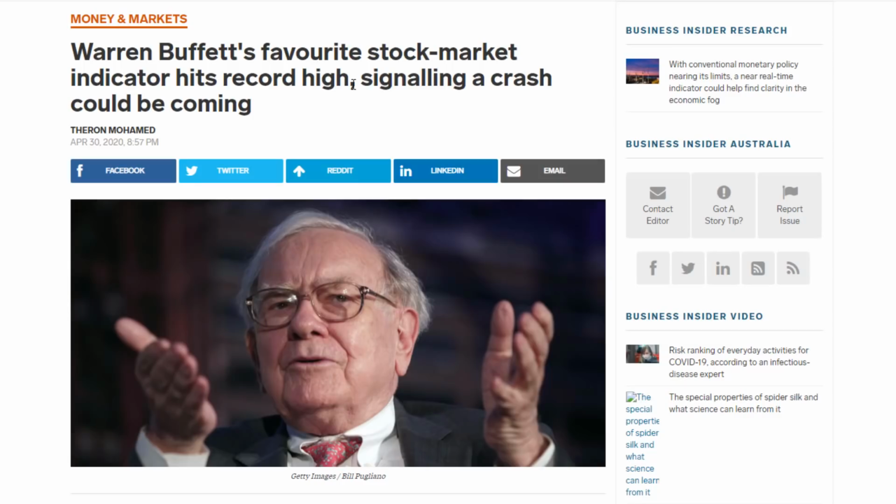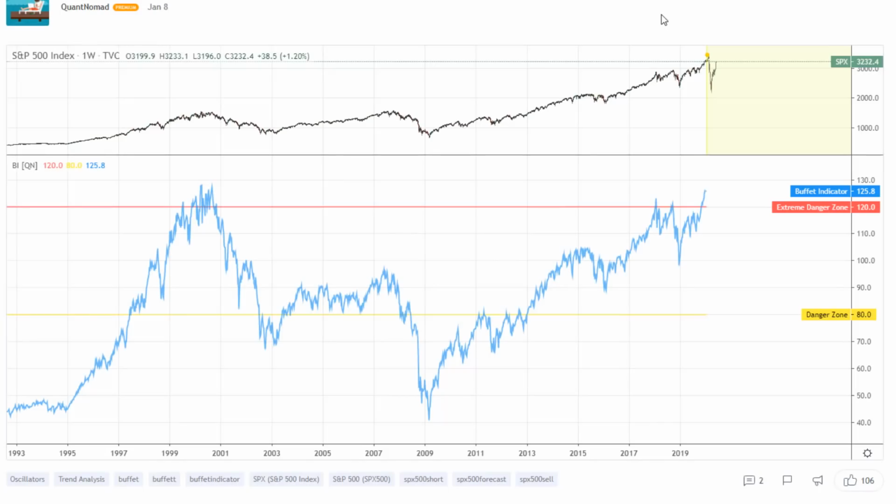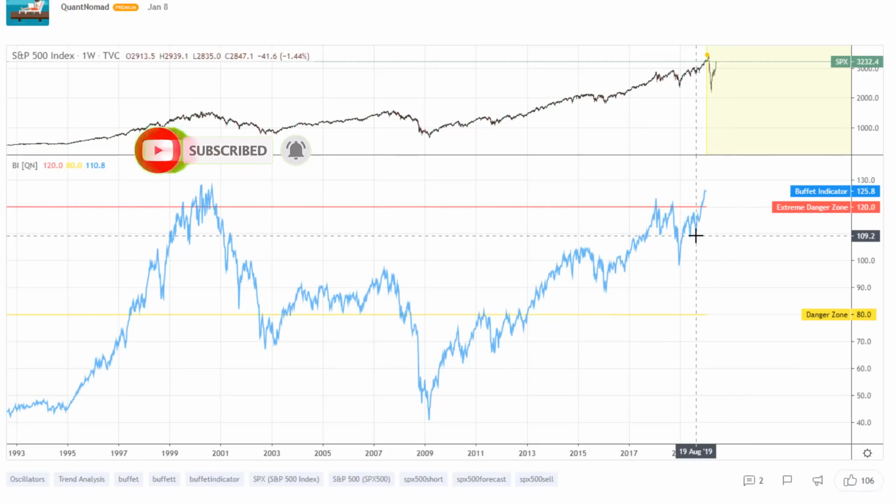And of course, right now, Warren Buffett's favorite stock market indicator is hitting record highs, signaling a potential crash could be coming again. But here's the problem. When we're looking at the Warren Buffett indicator, and here's the chart versus the S&P 500, we can see the danger zone, which was historically considered around 80. And then we can see the extreme danger zone, which was about 120. And we are now trading at around 125 according to this particular indicator against the S&P 500.